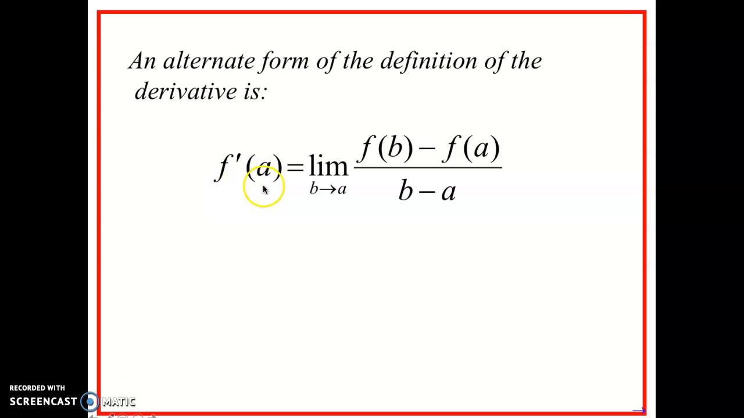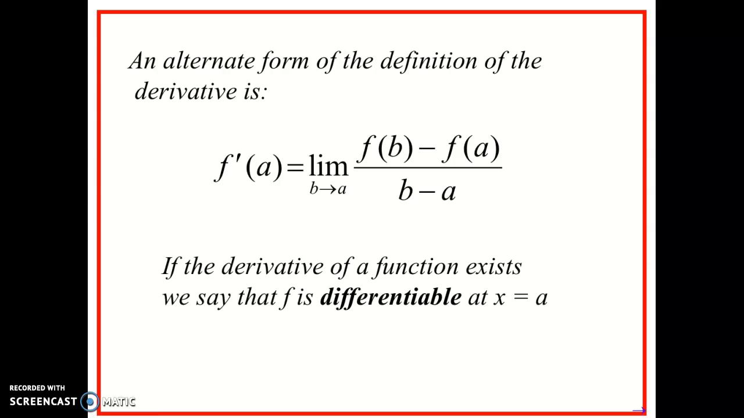So what is this saying? It's saying if we take the limit as b gets really close to a, in other words, the 2 points are so close to each other that the denominator will be almost zero, then we take the change in the output values, that will give us the derivative at a point.